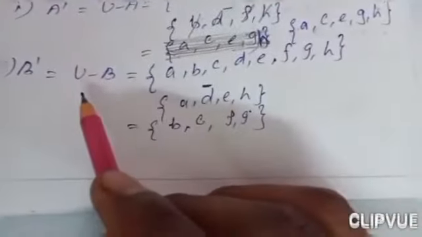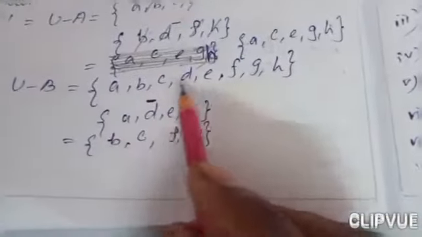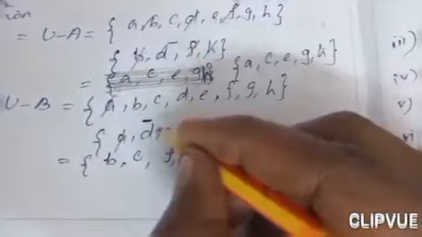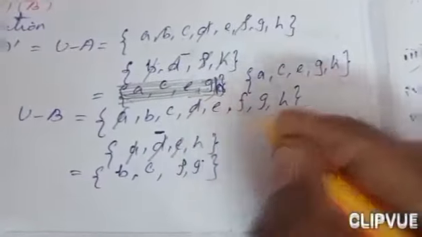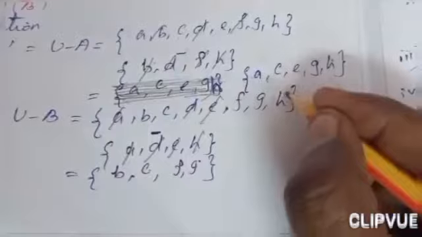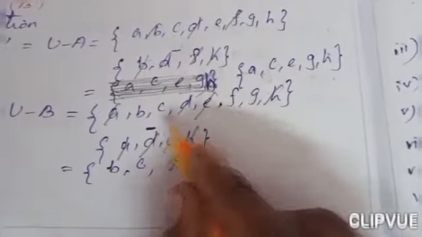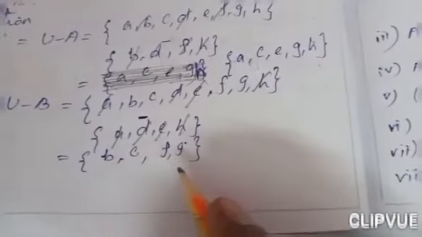After that, B dash. The formula is the universal set minus set B. Write the elements of set U. After that write the elements of set B. Cancel the common elements in both the sets, and strike out the E and H. Now write the remaining elements B, C, F, G. Set B dash equals B, C, F, G.